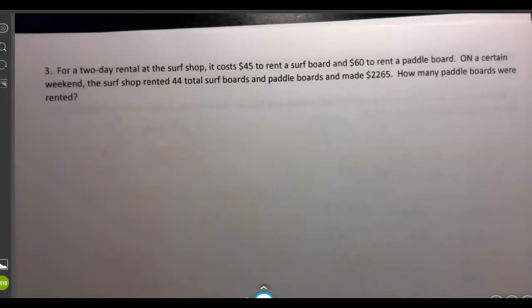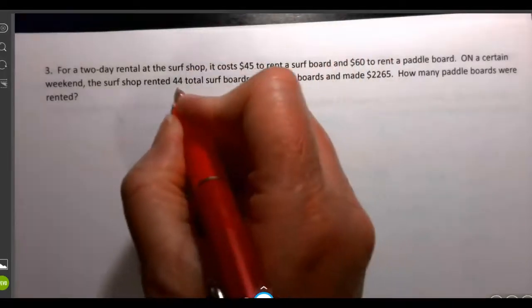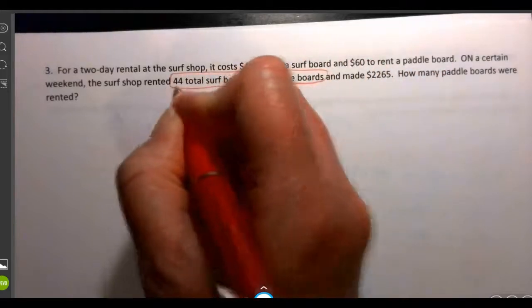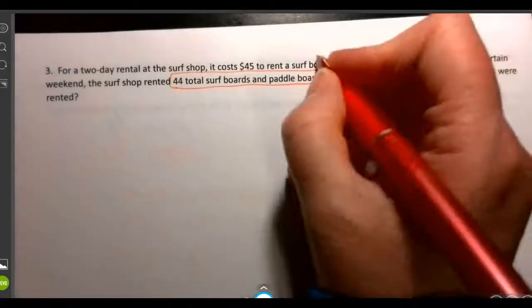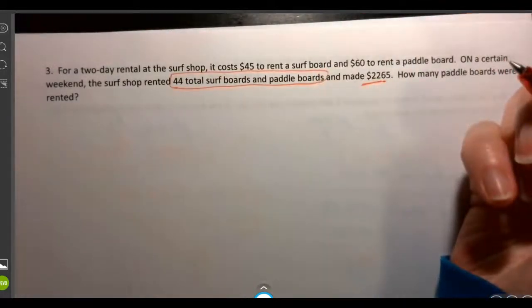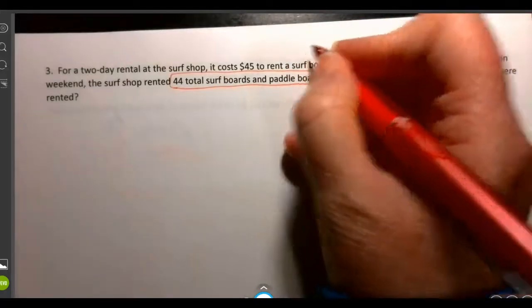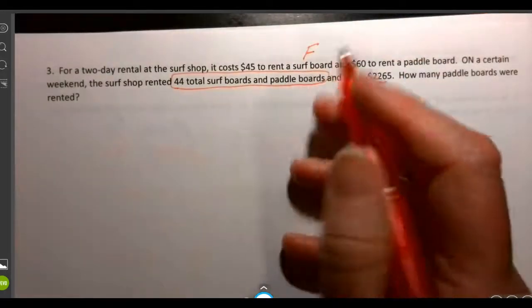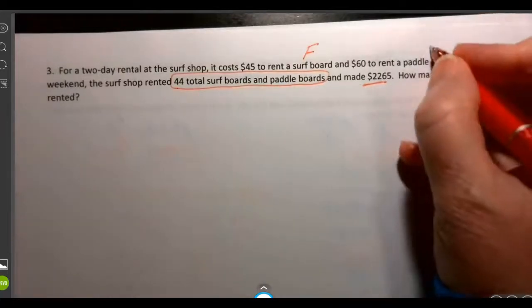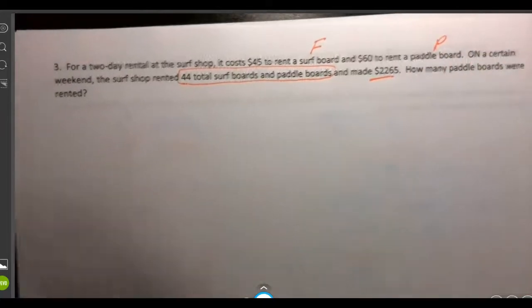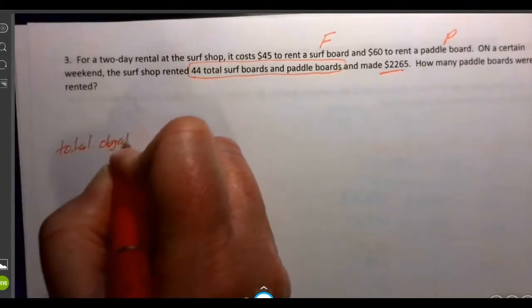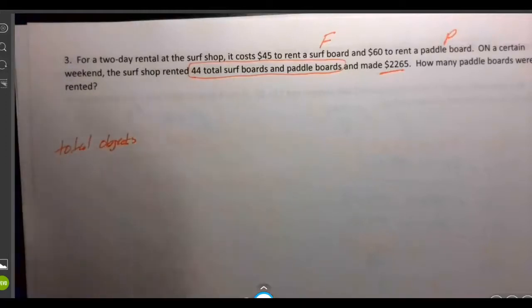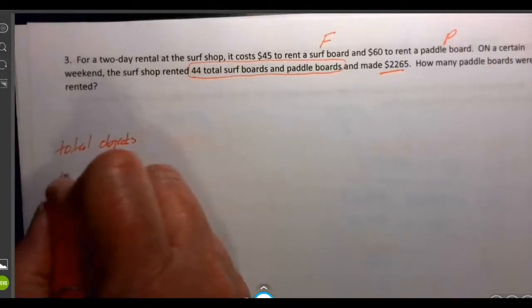How many paddleboards were rented? Okay, so do you see how this one is just the same as what we did last time? We have a total number of objects and we have a total money. We have two objects we're talking about: a surfboard, which I'm going to call F for surfboard because my S's and B's look like numbers, and a paddleboard, which we're going to call P. Last time it was coins, this time it's paddleboards and surfboards, and we're going to do a total money.